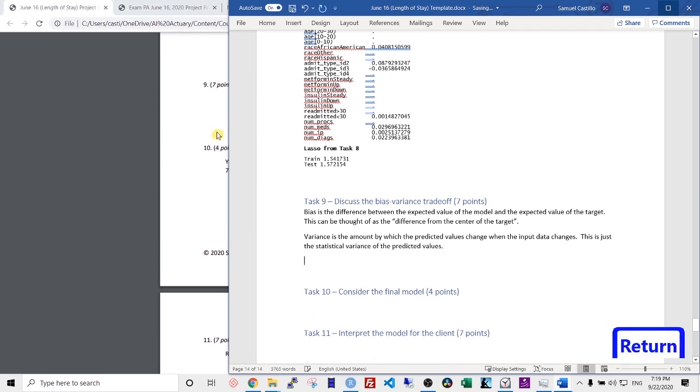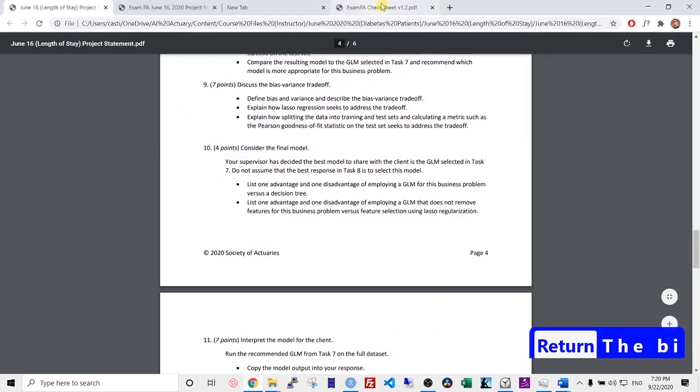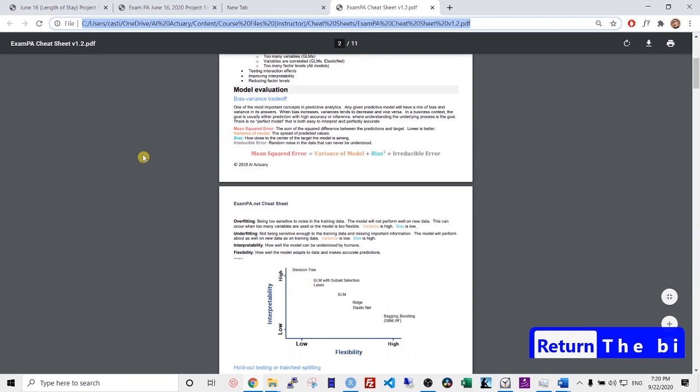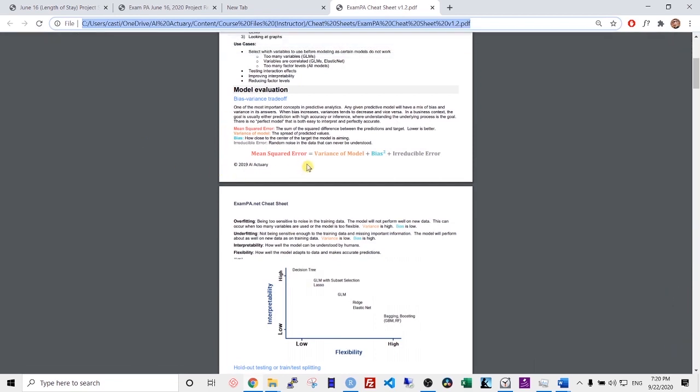The bias-variance trade-off is a very important topic on this exam. In fact, almost everything that you're doing is somehow related to it. It says that the mean squared error can be decomposed into the variance of the model plus the bias squared plus some irreducible error. So the mean squared error is never going to be zero. There's always going to be some error. You can make it smaller by reducing the variance, but often that will increase the bias. Conversely, if you decrease the bias, you'll often increase the variance.